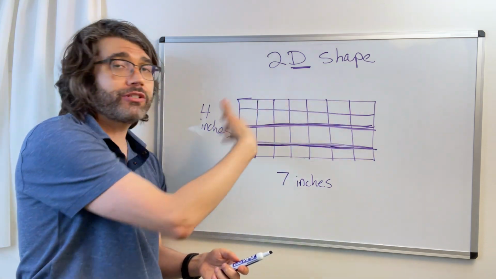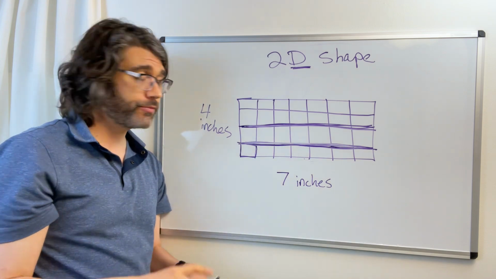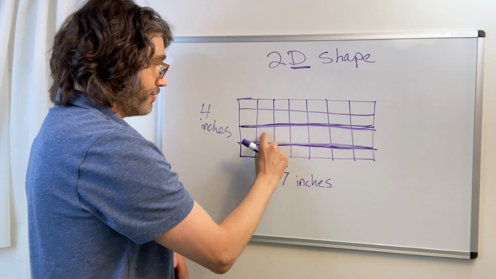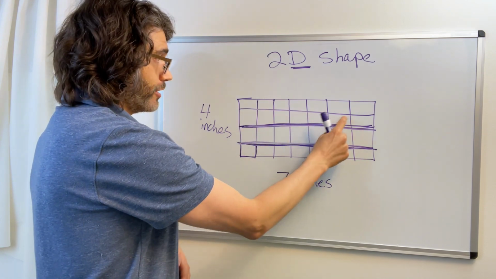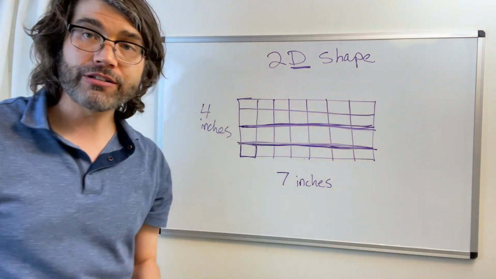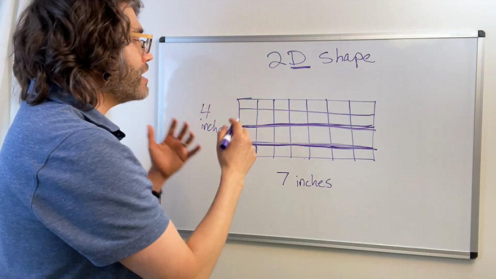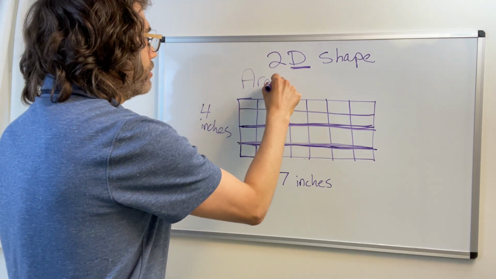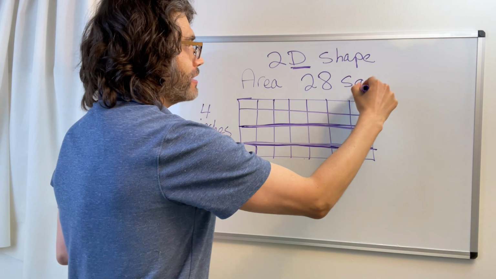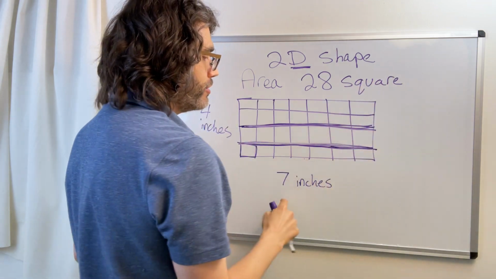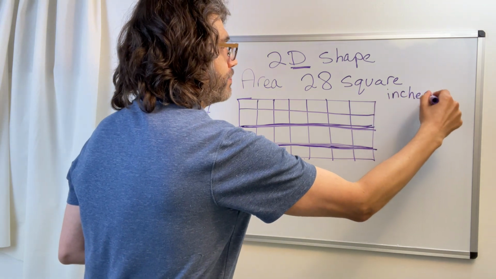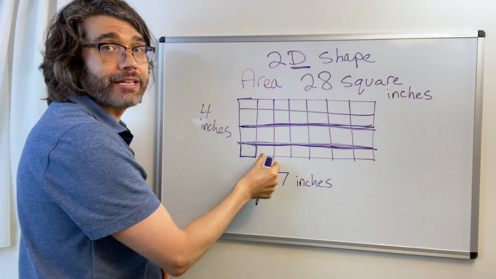Now, how many square units are there here? We could count them up. So we could add 1, 2, 3, 4, 5, 6, 7, 8, 9, 10, 11, 12, 13, 14, 16, 17, 18, 19, 20, 21, 22, 23, 24, 25, 26, 27, and 28. I counted 28 square units. So the area of this rectangle is 28 square units. So we'll write that square units. In this case, we're calling them inches. So square inches. Inch by inch, inch by inch, okay?